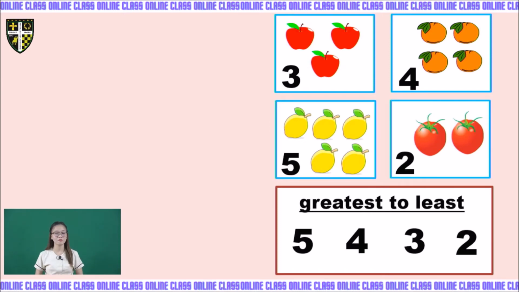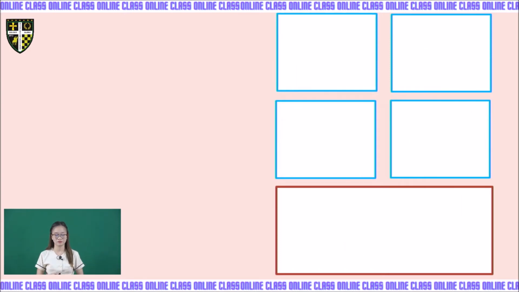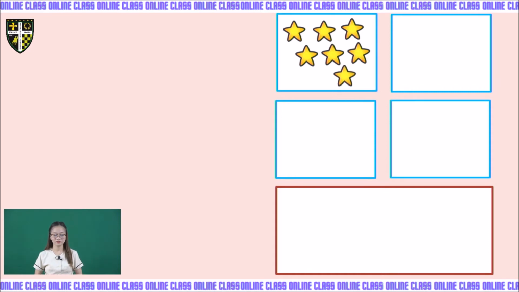Okay, another example for greatest to least. So we have again set A, set B, set C, and set D. So let's start counting. So we have 1, 2, 3, 4, 5, and so on to 7. We have 7 stars for set A.